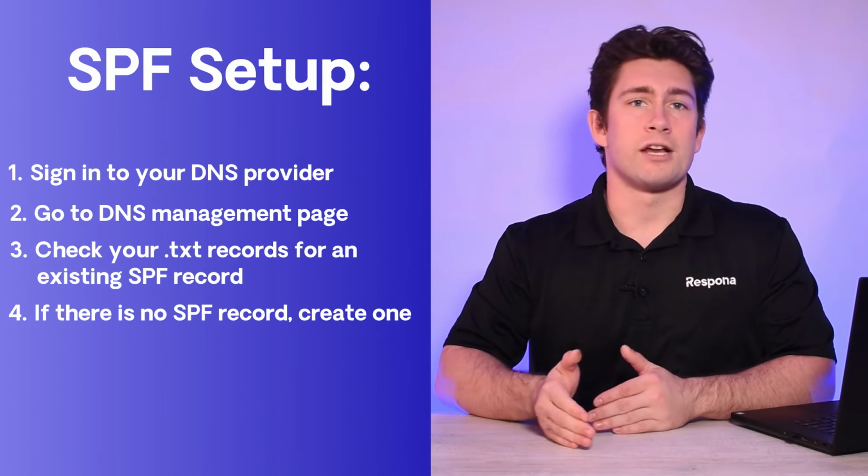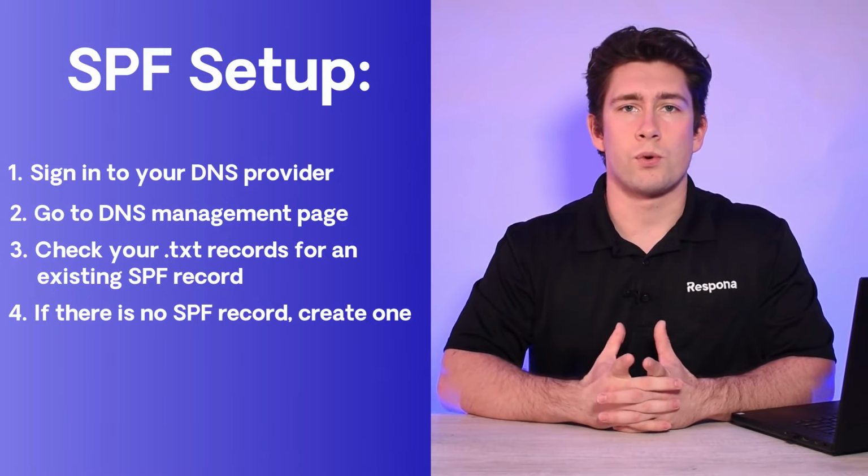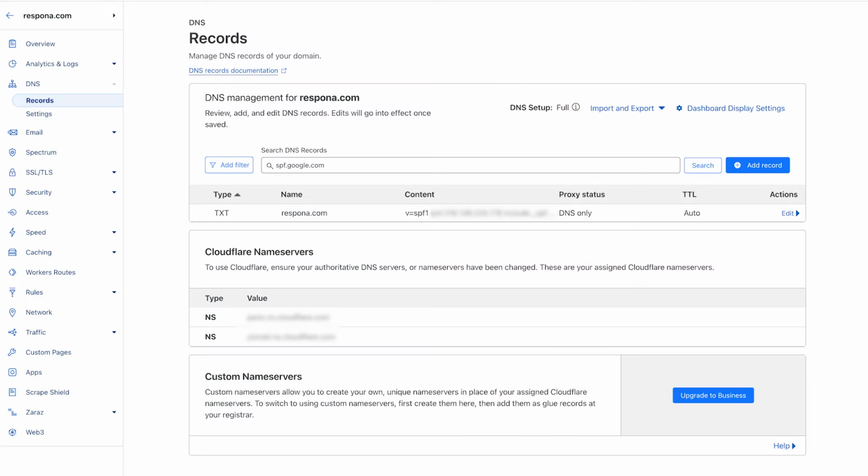For SPF, access your domain's DNS settings via your host, be it GoDaddy, Squarespace, Gmail, whatever you use. Then you're going to need to sign into your website's DNS provider. Go to the pages or whatever tab is used to update your domain's DNS records. Some places to look include DNS management, name server management, or advanced settings. Find your TXT records and check if your domain has an existing SPF record.